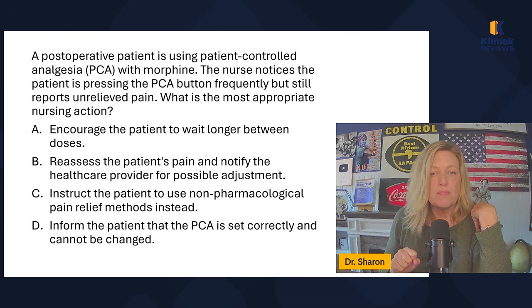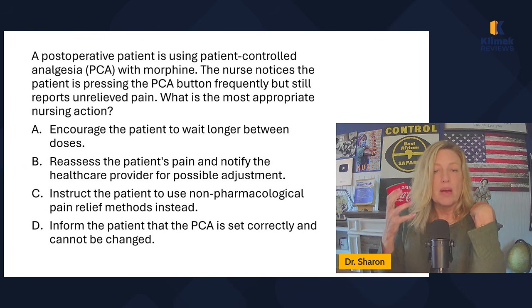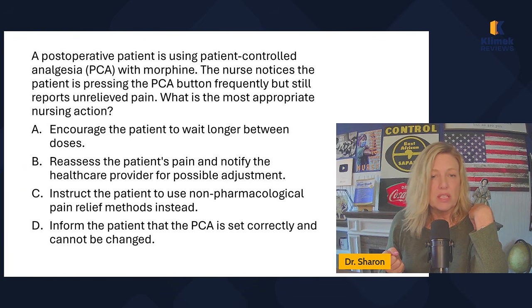A post-op patient is using PCA with morphine. The nurse notices the patient is pressing the PCA button frequently, but still reports unrelieved pain. What is the most appropriate nursing action? So the most appropriate nursing action is the best action. If we can only do one thing, what's the one thing we have to do? So they keep pushing it, but they're saying it's not relieving my pain. So let's see what we got.